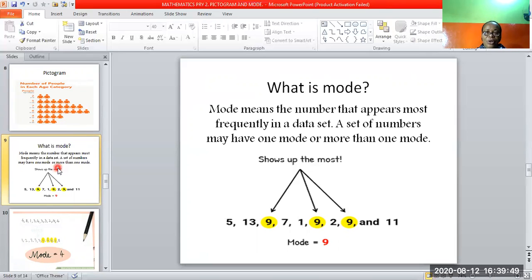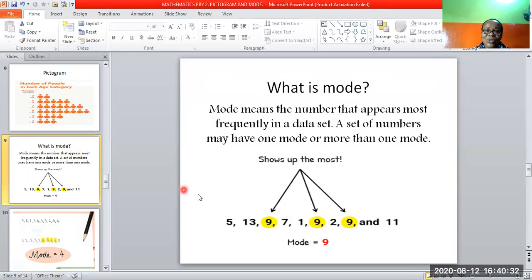Mode. When we talk about mode, we mean the number that appears most frequently in a data set. A number that appears most frequently in a data set is that number that appears most often. It is that number that appears most of the time in that data set. When we talk of mode, we are talking about that particular number that is repeated in the graph more often than the others. Are we clear?